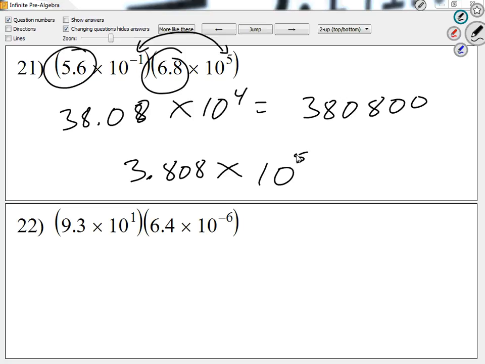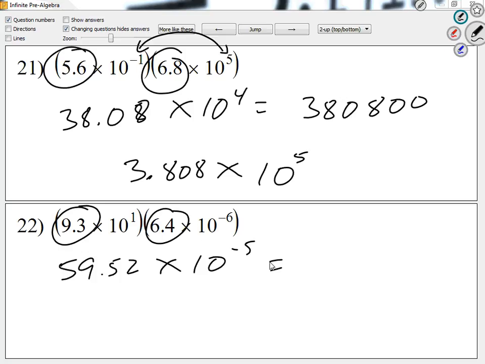Let's take a look at number 22. How much is 9.3 times 6.4? 59.52 times 10 to the what? Negative 5. Once again, you can write the number out. Notice I moved it 5 places to the left.